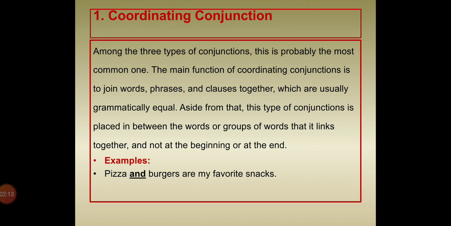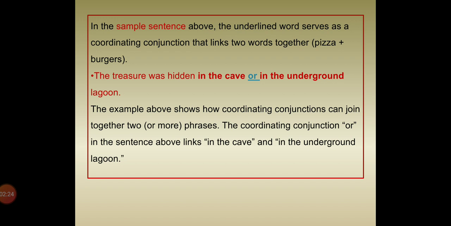Here is the example. Pizza and burgers are my favorite snacks. So here the conjunction that is used, and, is joining pizza and burgers, that are the two words. Here comes the second example. The treasure was hidden in the cave or in the underground lagoon. So the conjunction that is used is or, and it is joining the two phrases together, that is in the cave, in the underground lagoon. So the coordinating conjunction or in the sentence above links in the cave and in the underground lagoon.